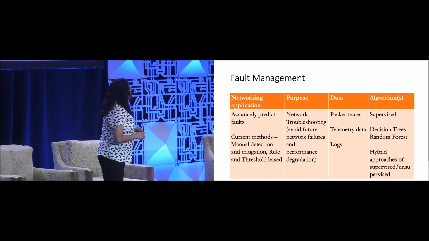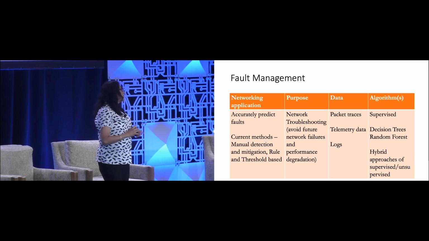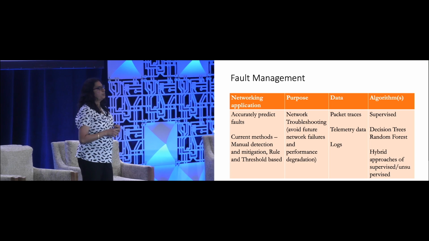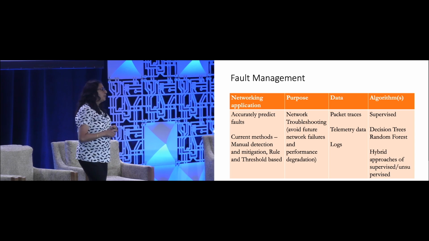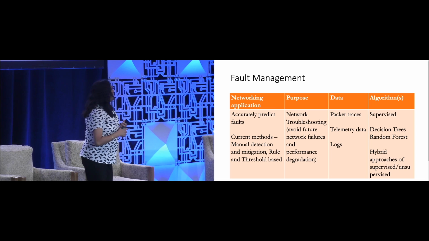So, fault management is the one that we have been working a lot on. This is to accurately predict network faults that are kind of flying under the radar. Most of you who have worked in networking know what happens in a network fault. Somebody complains that the network is not working. So you have to go and figure out where the fault is, so fault isolation, and then you have to run around trying to mitigate the fault.